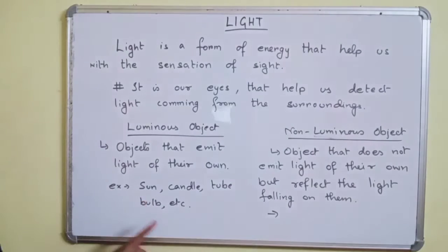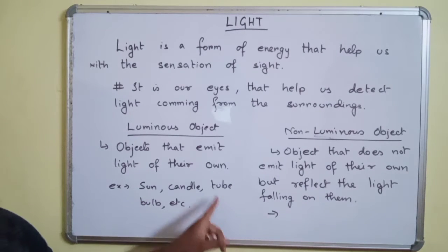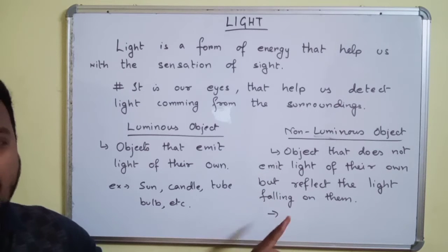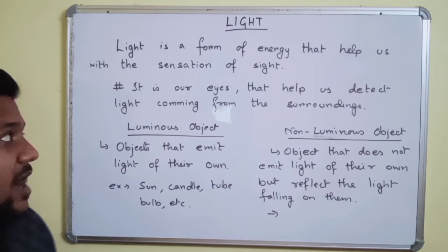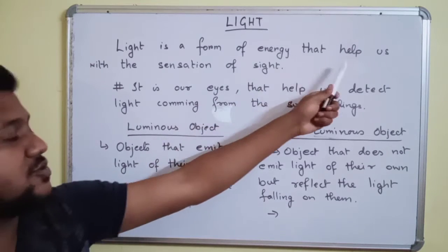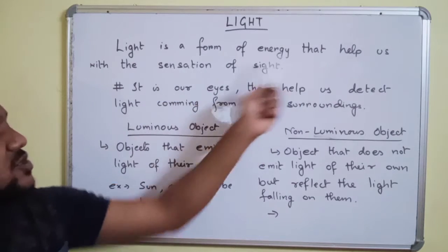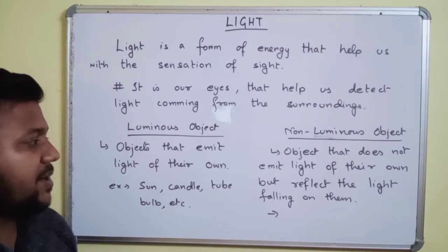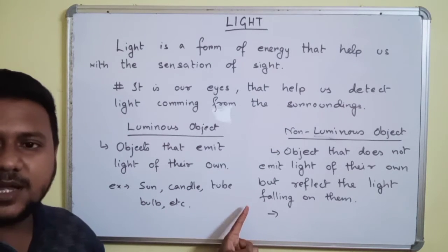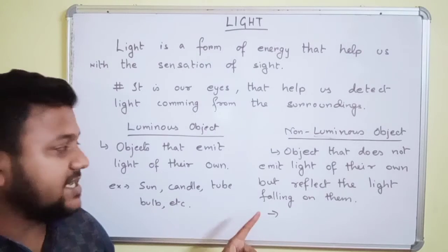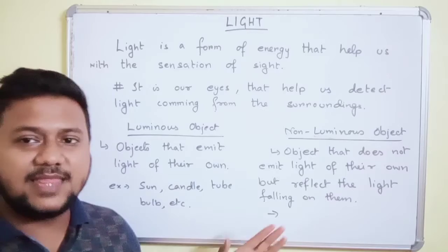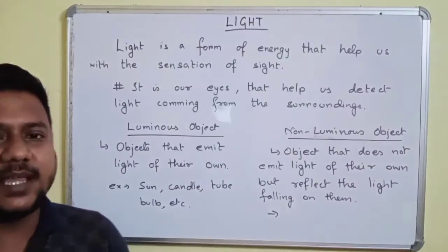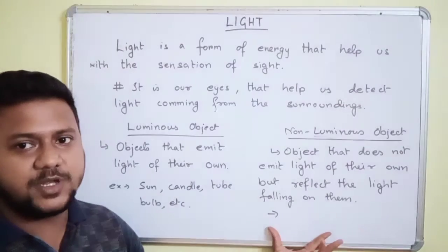I hope you are looking at this board. If you are looking at the board, you can see what is written on it. Why? Does the board emit light? According to the definition, we also know that light helps us with the sensation of sight, but the board does not emit light. It is reflecting the light that is coming from the tube light, and then that light is coming to your eyes, and only then can you see this non-luminous object.